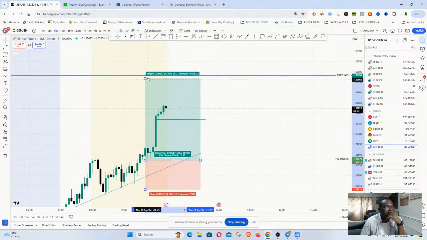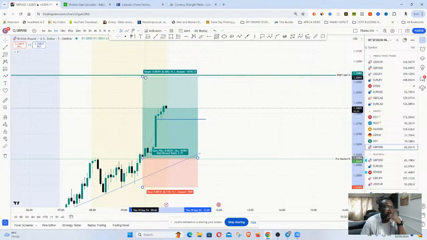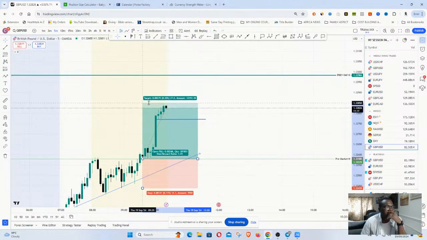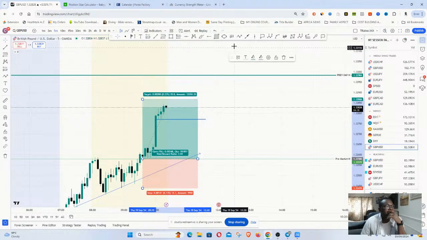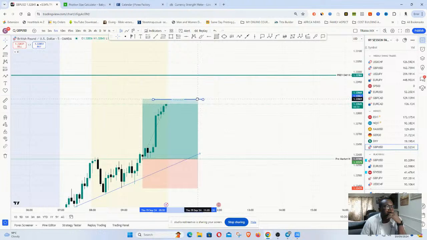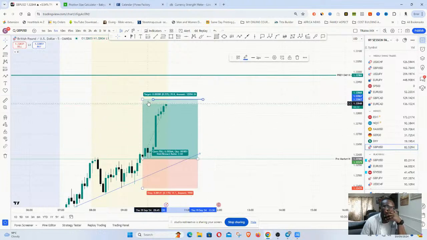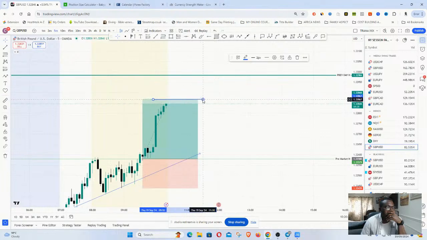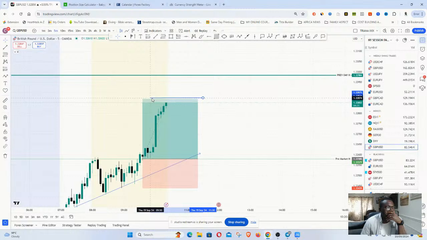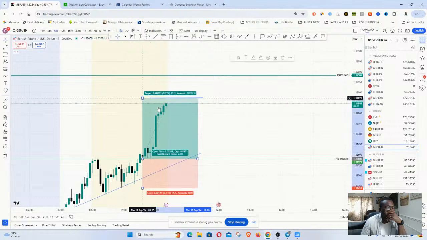We got in on this pair right there. So this is 1 to 2 right here. Let me just move this and put it here. So once I get there, that is it. That's 1 to 2 right there.